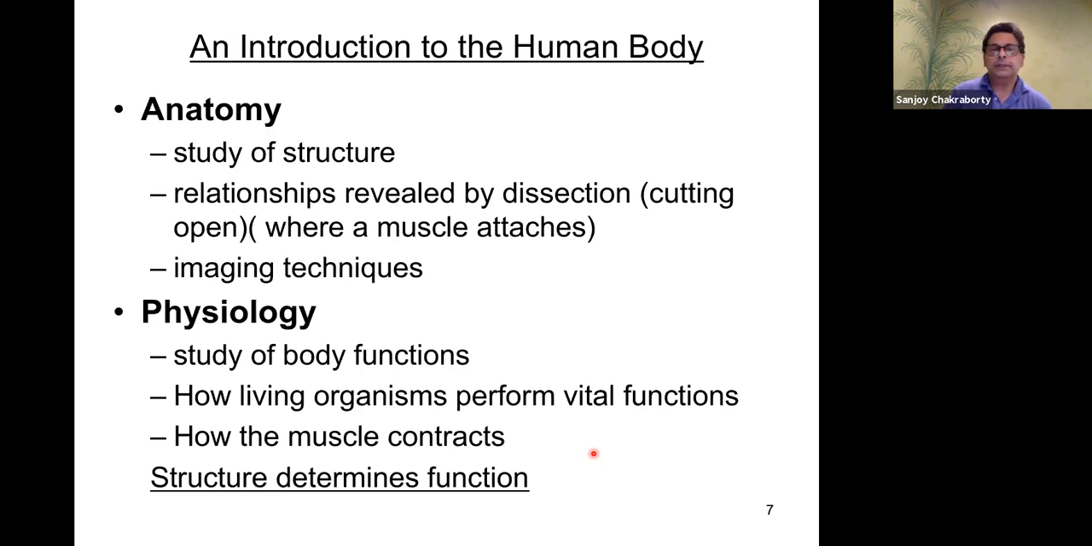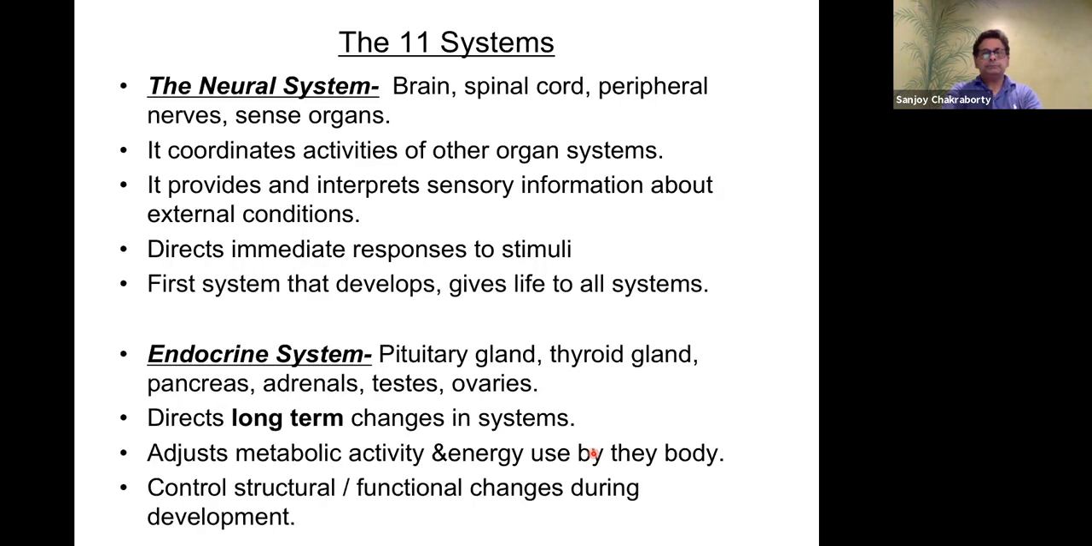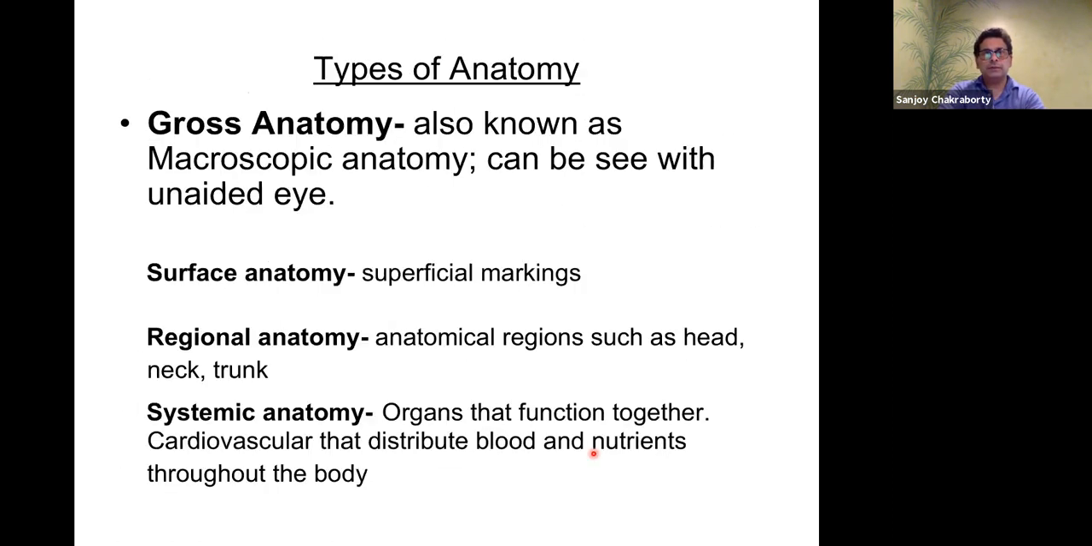So now anatomy can be of multiple types, okay? First of all, anatomy can be divided into 2 halves, gross anatomy or macro anatomy and microscopic anatomy. So these are the organ systems. I'm coming back later on. I'm just going to skip a few slides. I'm going to come here and then I'm going to go back there.